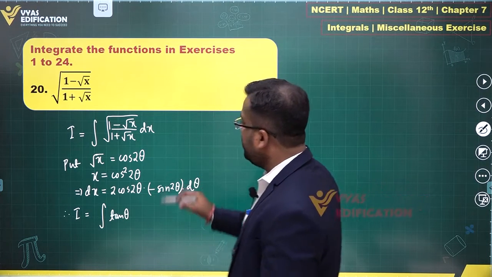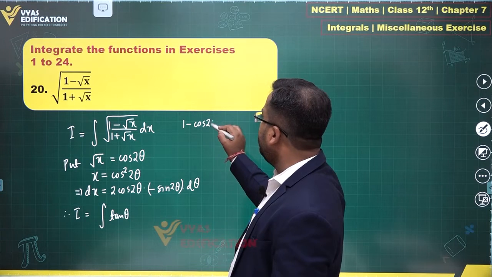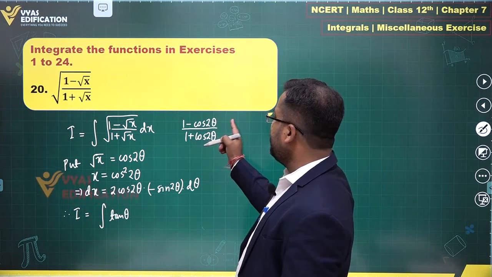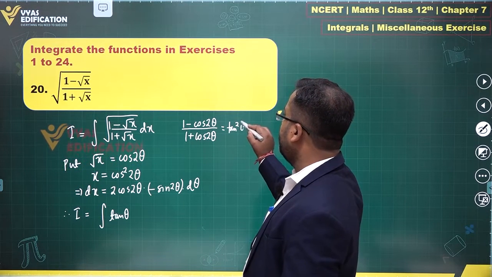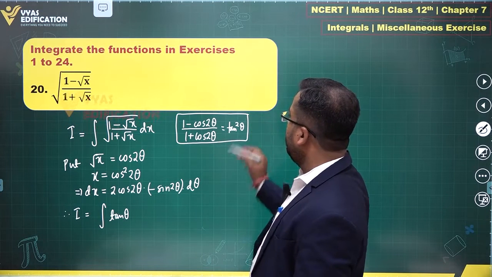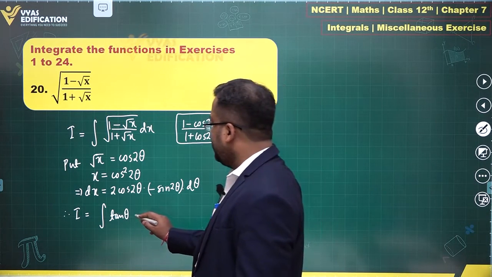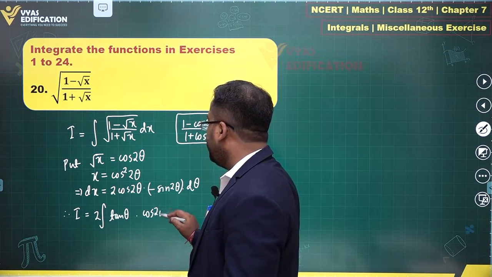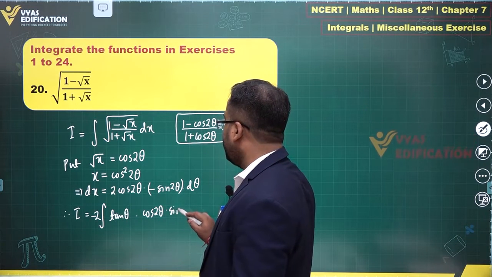What are we using over here? Using 1 minus cos 2 theta, this simplifies to 2 sin square theta, and 1 plus cos 2 theta simplifies to 2 cos square theta. This is tan square theta. You should remember this from your concepts of trigonometric functions. This is tan theta. dx is 2 cos 2 theta times sin 2 theta, which is with a minus. This is what you get.